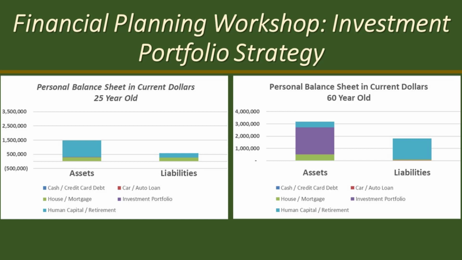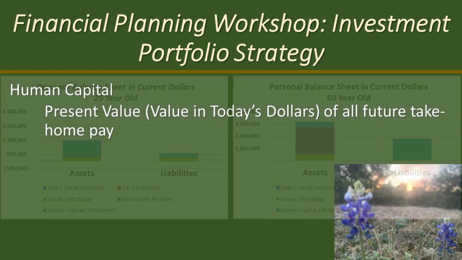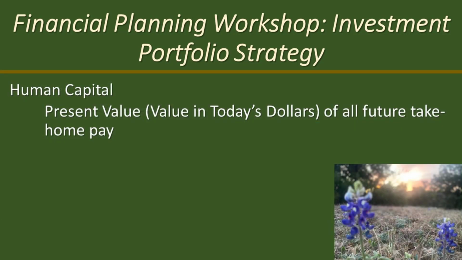Their assets include cash, a car, a house, their investment portfolio, and that unique asset known as human capital. Human capital is the take-home pay of the individual over the rest of their life in today's dollars. That is, the value of their human capital. Another way of saying something that is expressed in today's dollars is to say that it is the present value. So human capital represents the present value of someone's net take-home pay over the remaining life.